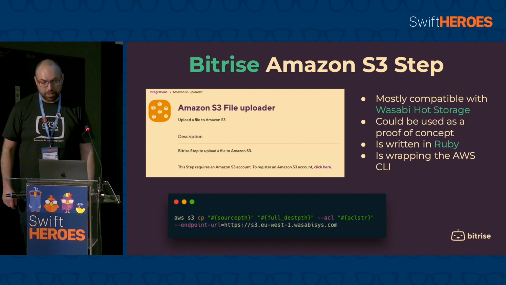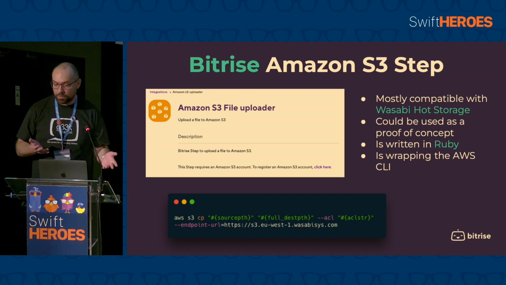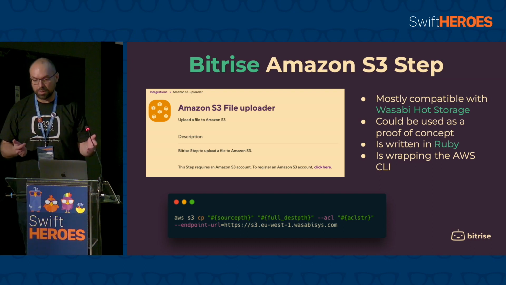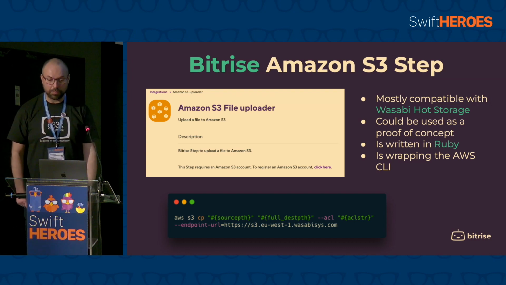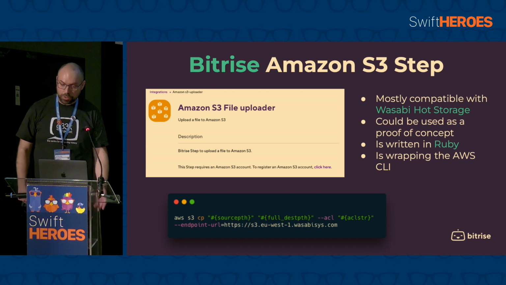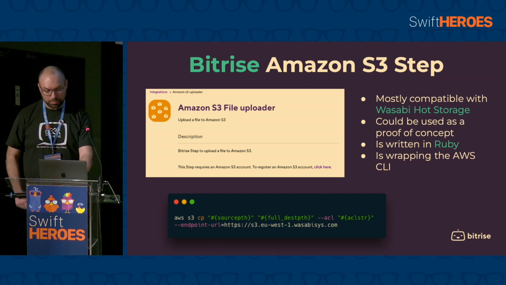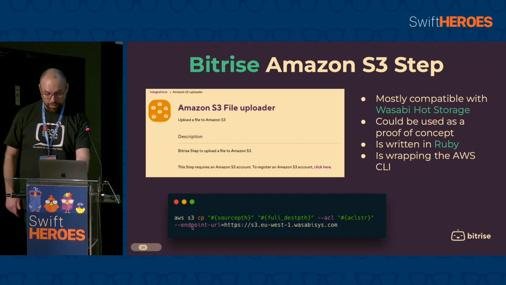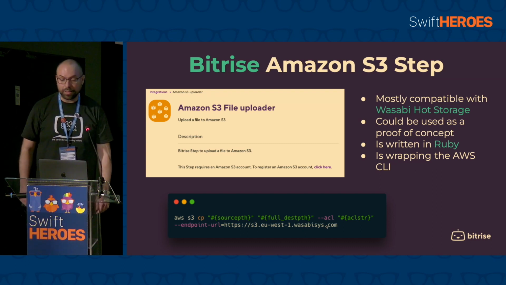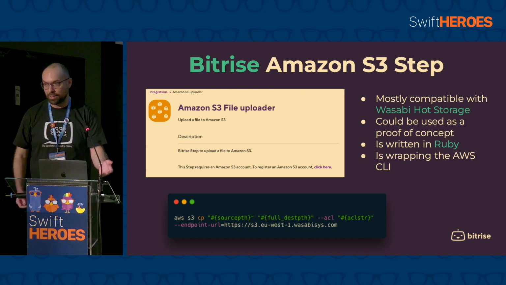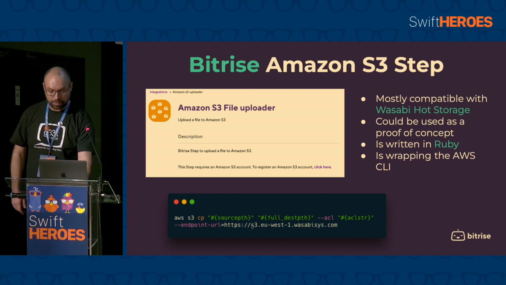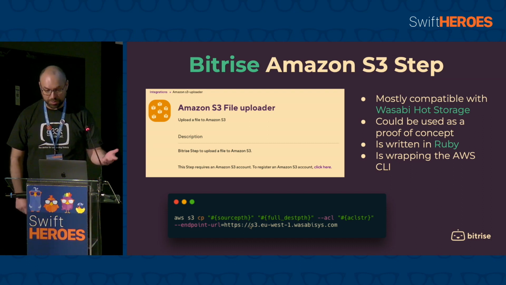So this is the Amazon S3 file uploader, and I know that it is mostly compatible with Wasabi Hot Storage. It is mostly because I can use the simple features like upload a file, and then I could also use it as a proof of concept that you can write Swift steps on Bitrise. So this step is written in Ruby, and it is wrapping the AWS command line interface. So I actually looked into the code. I found that this code was executed, and by only adding the endpoint URL, which is the Wasabi's URL, I could use the Amazon S3 file uploader with the Wasabi API. So I only needed to fork the step to add this parameter here, and then I was able to reuse the step.